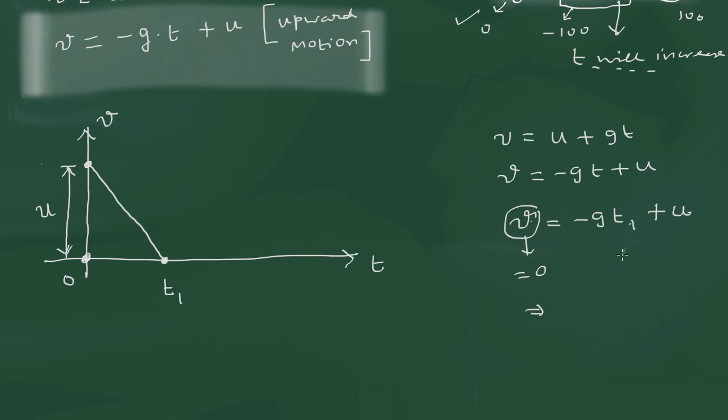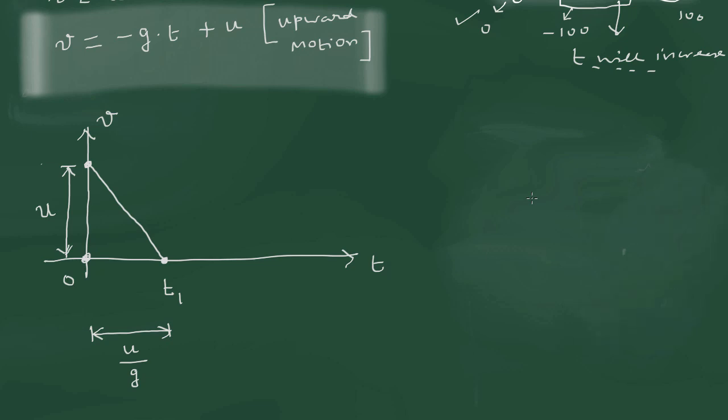And if you simplify this, that is minus gt1 plus u equal to 0, we can get that t1 equal to u divided by g. So therefore this value which is given here, from here to this particular point t1, this distance is equal to u divided by g. That completes the 50% of the problem.